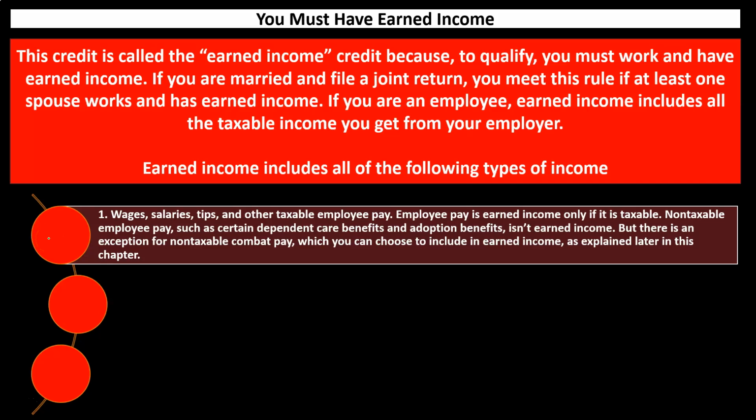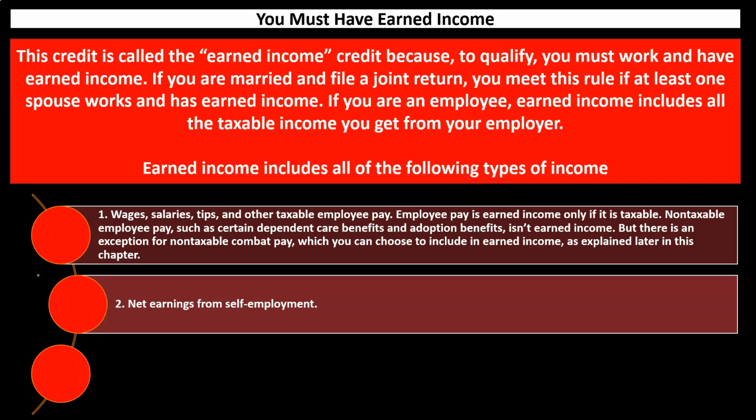So 1, wages, salaries, tips, and other taxable employee pay. Employee pay is earned income only if it is taxable. Non-taxable employee pay, such as certain dependent care benefits and adoption benefits, isn't earned income, but there is an exception for non-taxable combat pay. So there, if you have combat pay, then you want to look into the exception there. If people are in the military, there's a lot of little exceptions that it's useful to make sure that you're picking up, because they could be advantageous. Which you can choose to include in earned income as explained later in this chapter.